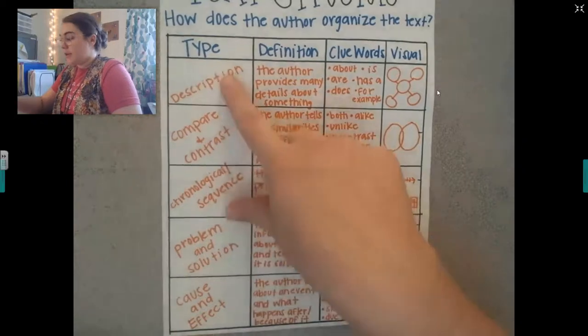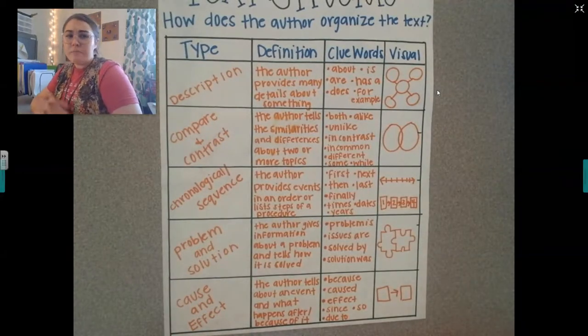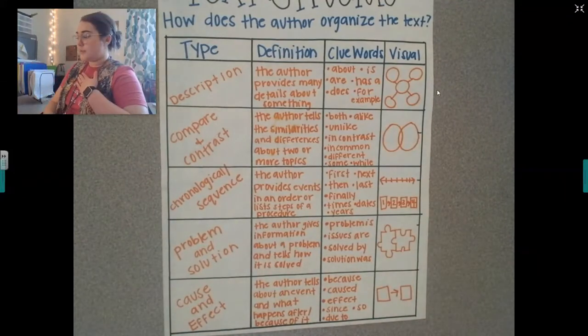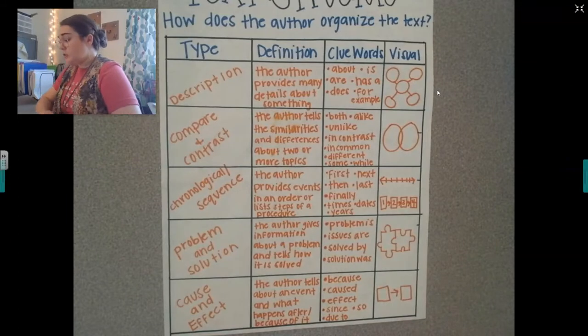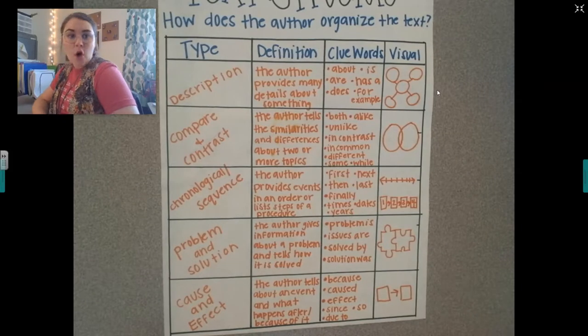The first way they can do it is by using the type called description. This is basically when the author just provides you details with something. They don't tell you anything else besides details about that one specific thing. So it'd be like a whole book that tells you facts on frogs. It would only be the book about frogs, right?